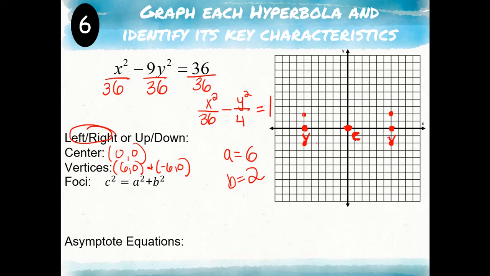And then what I'm going to do is connect through my center using a dashed line because it is an asymptote here. So there's 1. Doesn't have to be perfect, but you know, try your best. There we go. So those are my asymptotes.